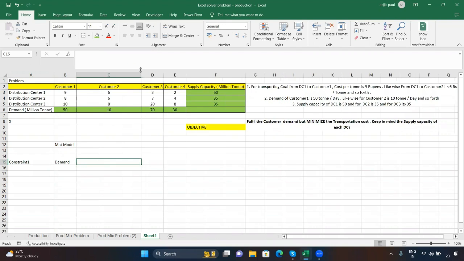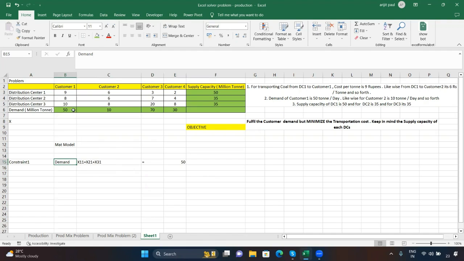So what is the demand? We can write it as x11 plus x21 plus x31 less than equal to how much? 50. Sorry, we need to fulfill the demand. That means that needs to be equal to 50.